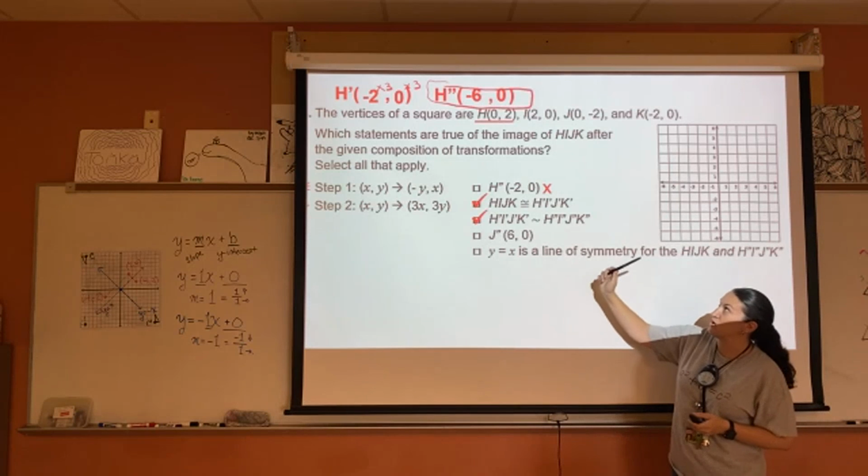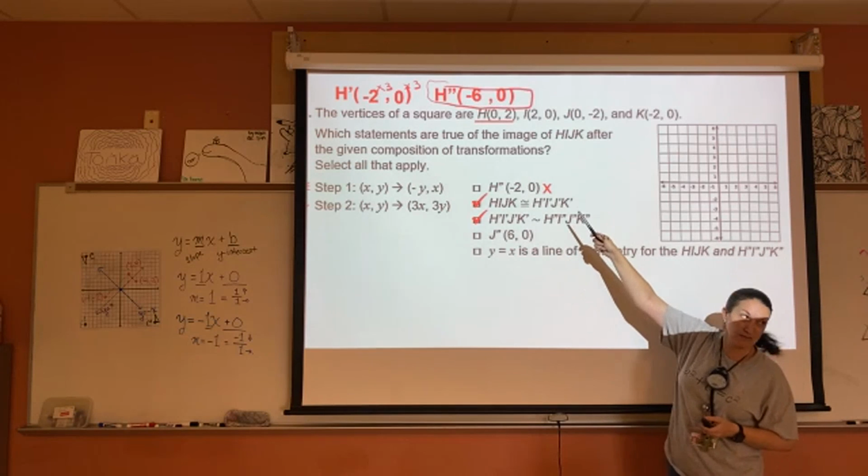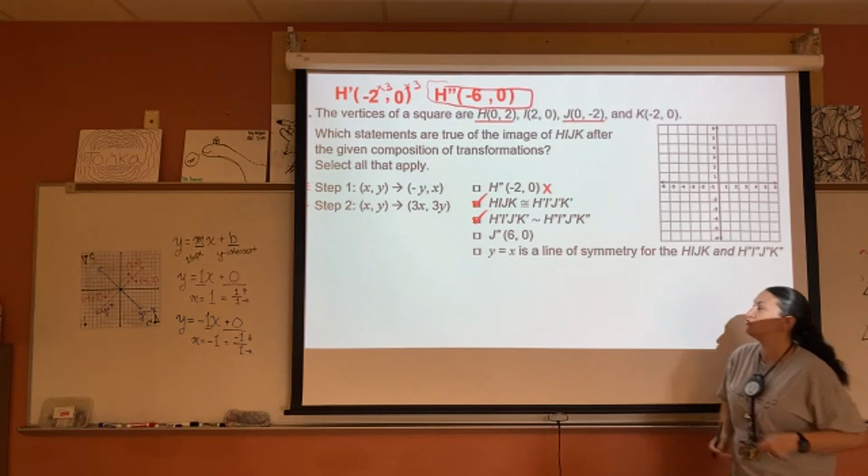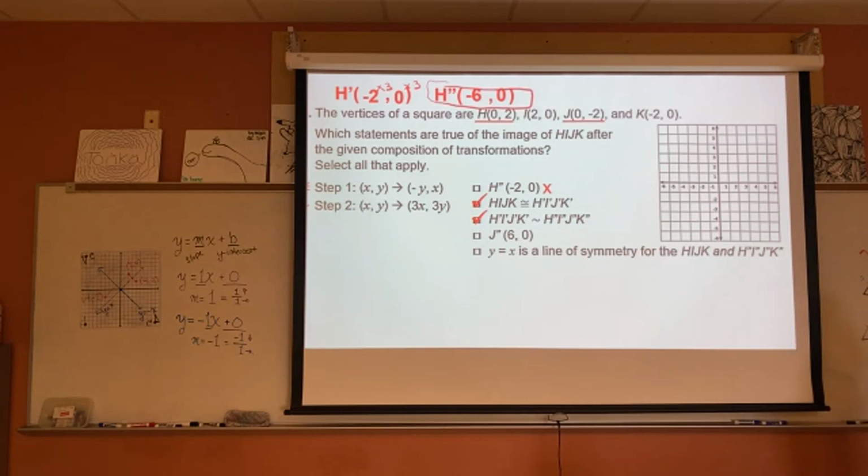The next one is point J double prime. So now we're doing the same thing we did for H, but for point J. So looking at point J, if I do both of those operations, those transformation rules, what will I get? Well, let's do the first one, negative x, y. So we have 0, negative 2. They swap places. The negative 2 has to become the opposite. What is it now? Positive 2. So now we're at positive 2, 0.